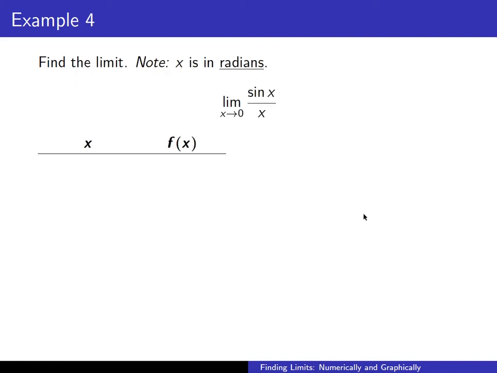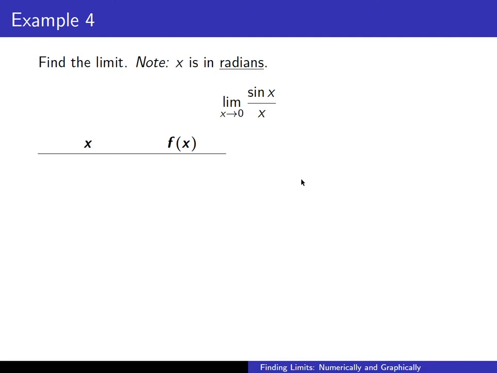All right, example 4, find the limit. Note that x is in radians. So we have the limit as x approaches 0 of sine of x over x, where x is in radians. If you take calculus, I guarantee you will see this limit. Again, you need to find the derivative of the sine function when you first learn about derivatives. So you will see this again. But keep in mind that x is in radians.